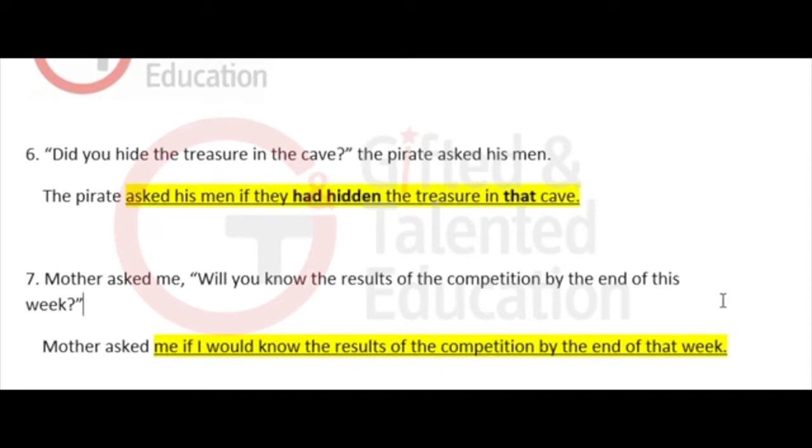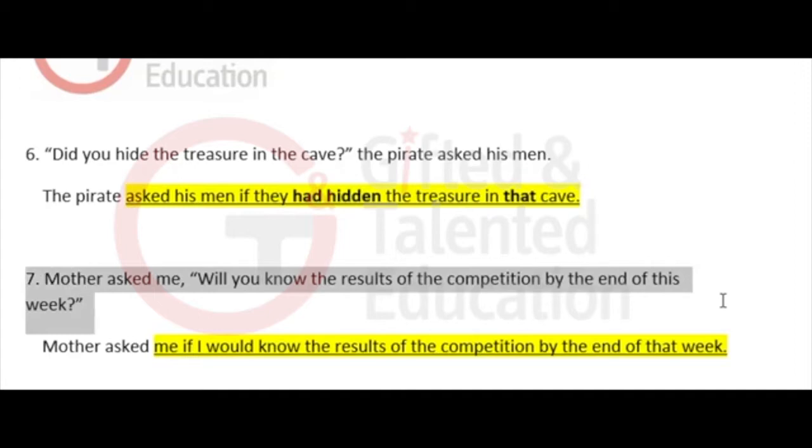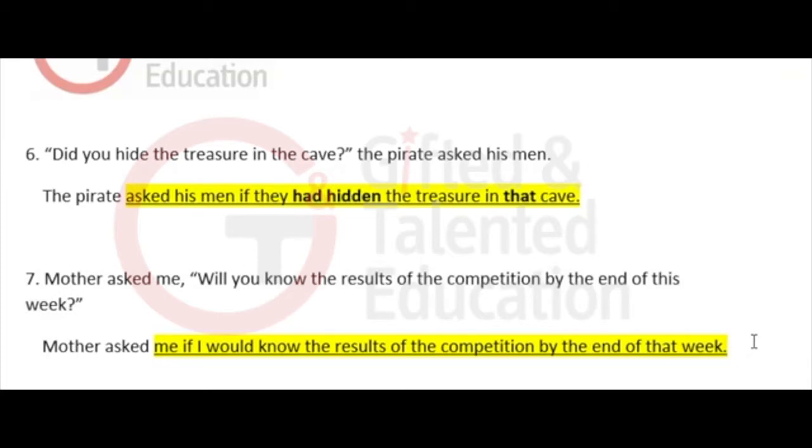Question 7. Mother asked me, "Will you know the results of the competition by the end of this week?" In the reported speech, Mother asked me if I would know the results of the competition by the end of that week. Do you know the changes? Would know, that week.